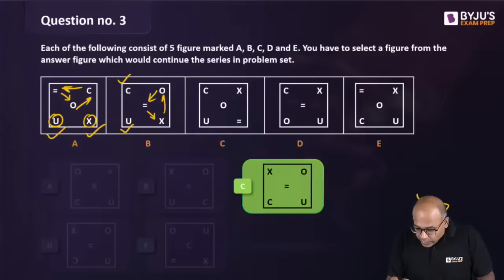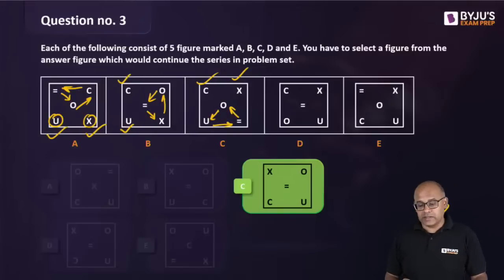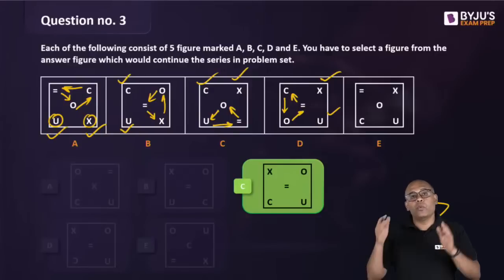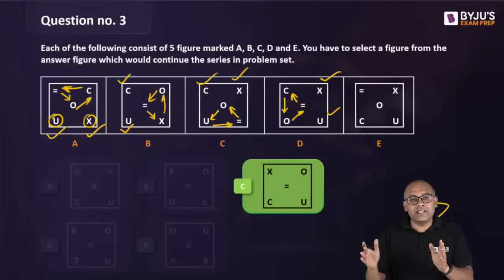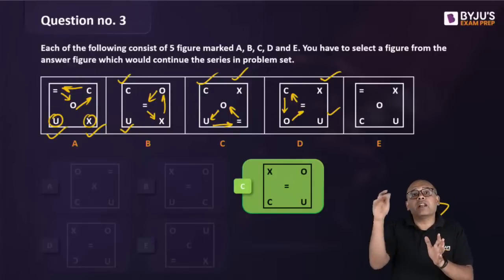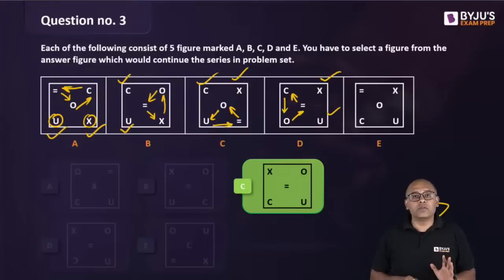Yeah, so now C and X are in the same place. They are in the same place. What got rotated? Your O came here, U went here and equal to came to the center. Then if you look at the next one, your X is in the same place, U is in the same place and these three got rotated, correct? So basically what is happening is one side is remaining as it is, the other three are rotating in the counterclockwise manner. So we have to just identify which side is going to remain the same.